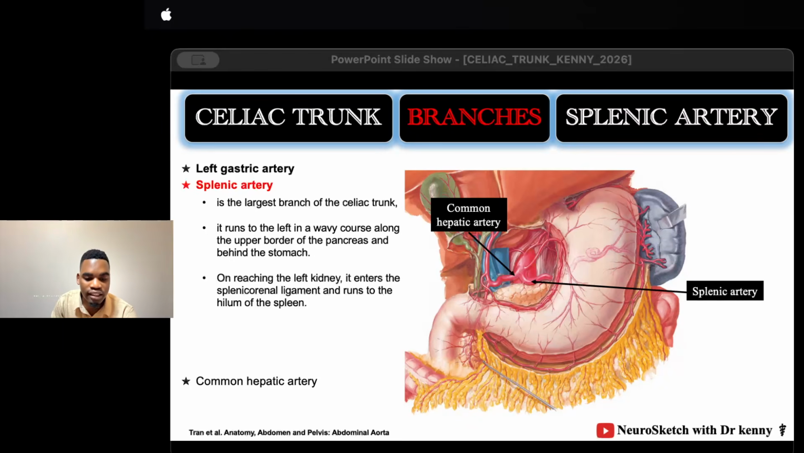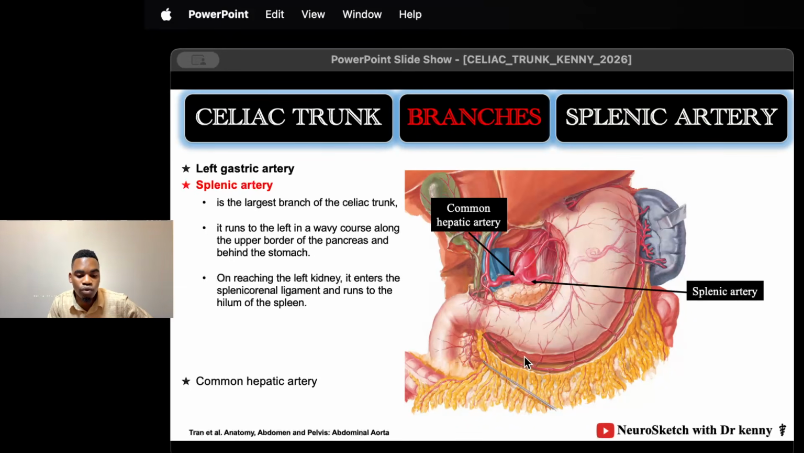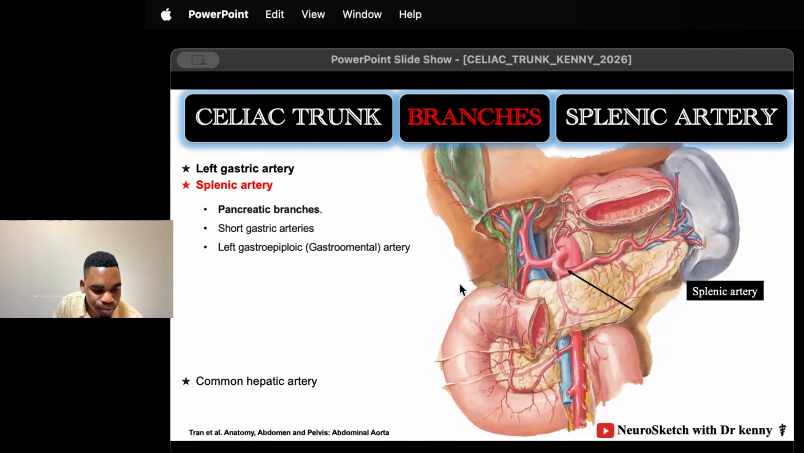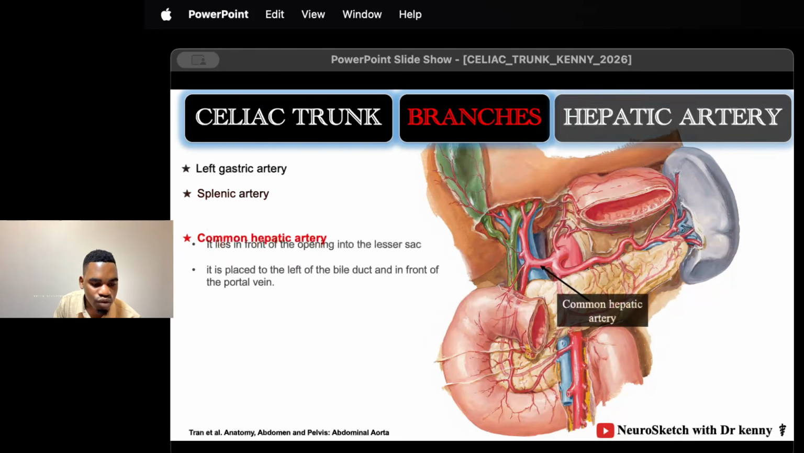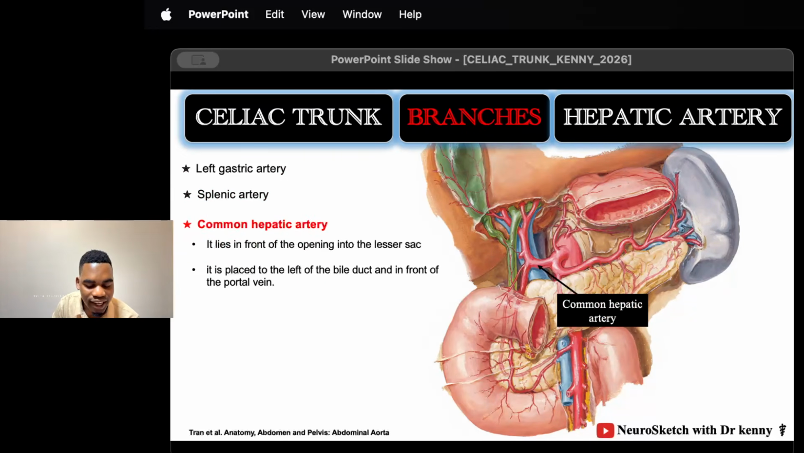We're going to see later that this artery anastomoses with the right gastroomental artery, or gastroepiploic artery, which is coming from the GDA, gastroduodenal artery. We're going to see it later today. So this is just a brief on the branches of the splenic artery. Let's discuss the hepatic artery.